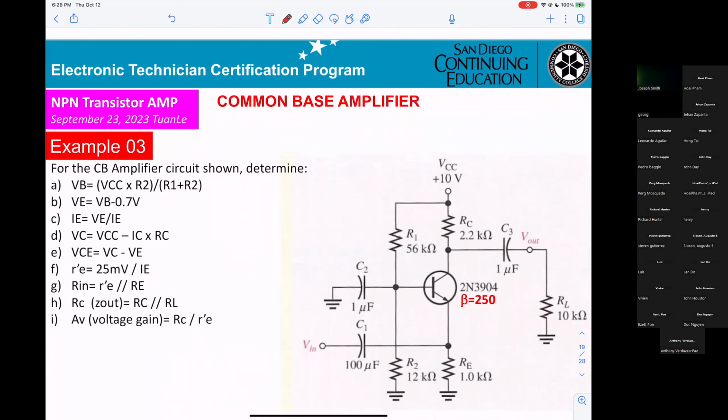Okay, this is the last one. I want you to do the calculation for me. And make sure you download the handout, okay, for the next meeting. That's what we're talking about: differential amplifier and operational amplifier.